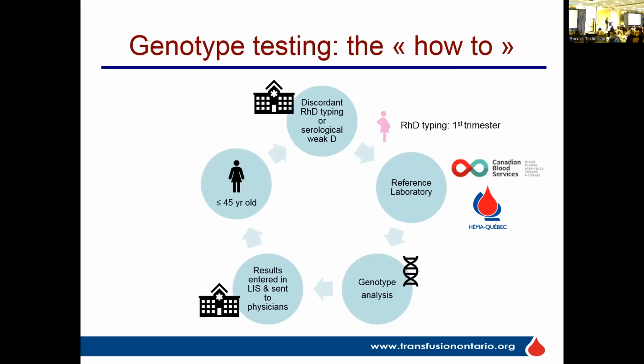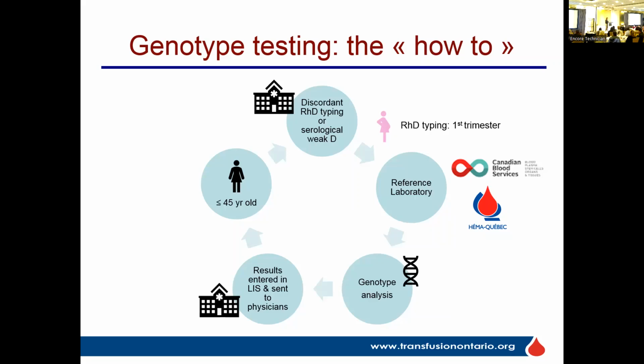As said earlier, it should be offered to pregnant women or females with childbearing potential less than 45 years of age. If they have a discordant or inconclusive RhD typing or serological RhD, their sample should be tested at the reference lab. For the reference labs, the earlier we get the sample, the better. If it can be done by the end of the first trimester or beginning of the second trimester, that's probably the ideal time because it gives us ample time to send back the results so that you know if you need to give RIG at 28 weeks or if there's a bleed.